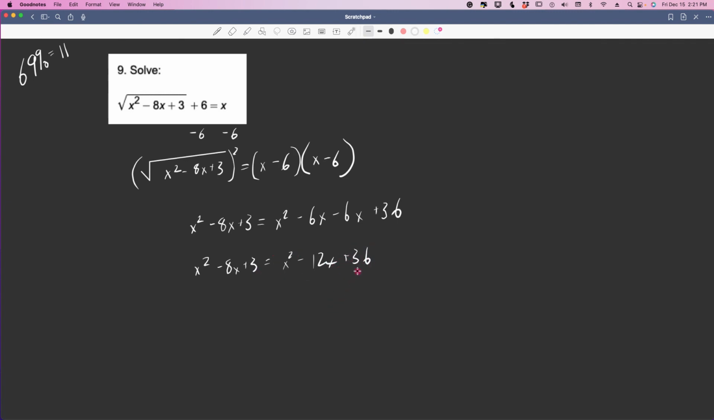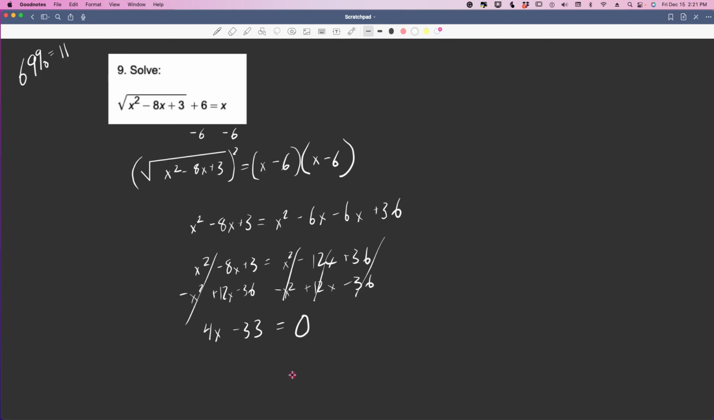So let's combine our like terms. Let's bring all of these over here. So minus x squared plus 12x minus 36. Just the opposite. Minus x squared plus 12x minus 36. So these all cancel. So this would cancel. We would have 4x minus 33 is equal to 0. All right, does everybody see where we are?